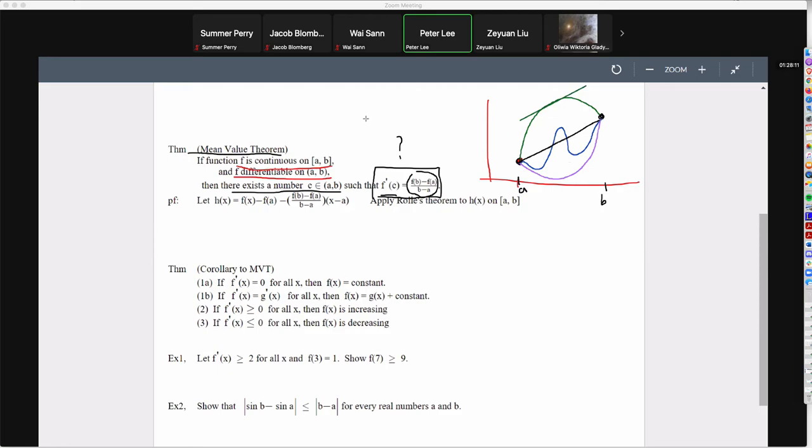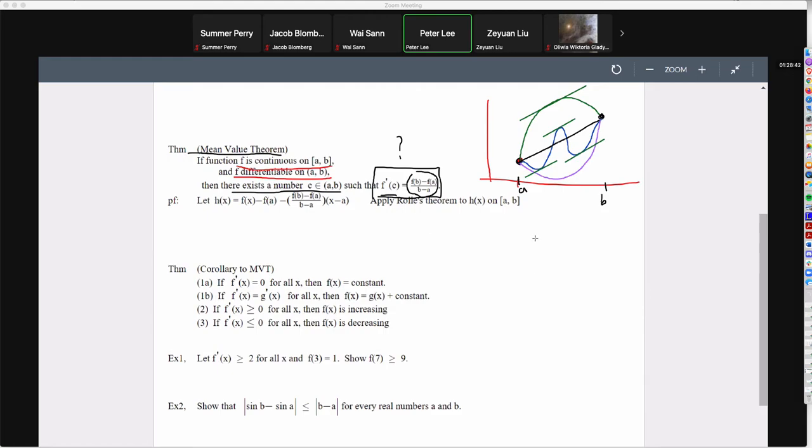How about if you have a blue curve? Then there must be a point somewhere where the derivative is the same as the slope of the line connecting the two endpoints. That means there's a line parallel to that. For the blue curve, we have this point, that point, and another point here. We actually have 3 points where the tangent line is parallel to the line connecting the endpoints.